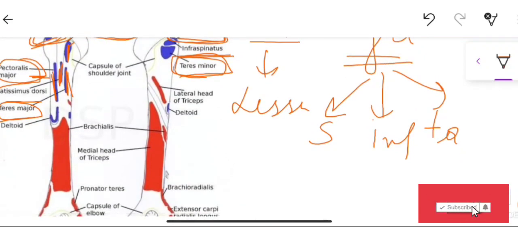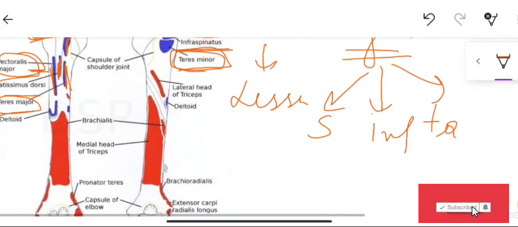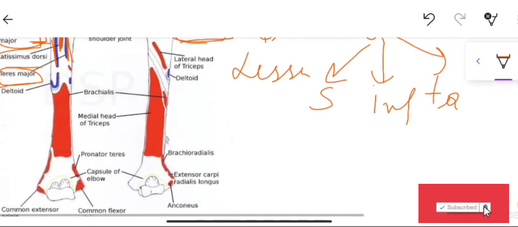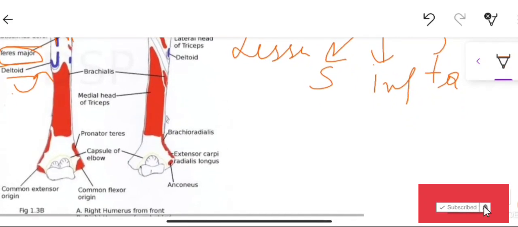Okay, we have talked about seven muscles. First on lesser tubercle, then on greater, then on intertubercular sulcus. Now we will look forward on deltoid tuberosity. Deltoid, as the name suggests, deltoid muscle is inserted into the deltoid tuberosity. So we have talked about 8 muscles.